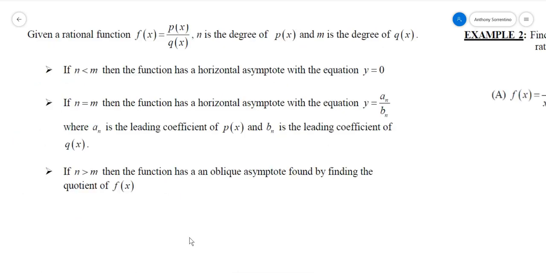So for this course, you're going to have to just get to know some rules to help you with the horizontal or oblique asymptotes. We look at the degrees of the two functions that make up the rational function. n is the degree of the numerator, m is the degree for the denominator. If the degree for the numerator is smaller than the degree for the denominator, then we have a horizontal asymptote at y equals 0.